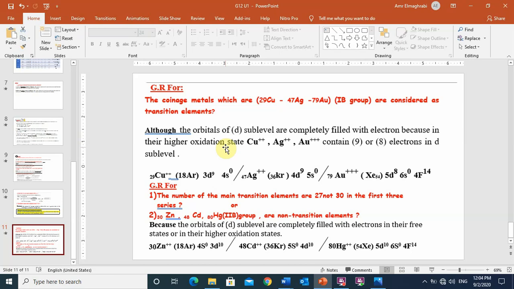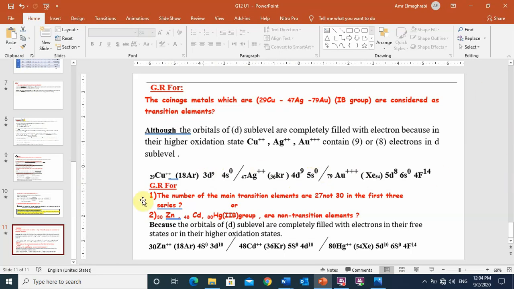If this case were the only case for this element, it wouldn't be a transition element. But because they have the positive 2 state, by losing one electron from S and one electron from D, changing to 4s0 3d9, the D is now not complete, so they are transition elements. Of course, the same happens with gold and silver. So the coinage metals are transition elements because in the oxidation state positive 2 for each element, the D will contain 9 electrons, not 10. So it is incomplete and the element is a transition element.